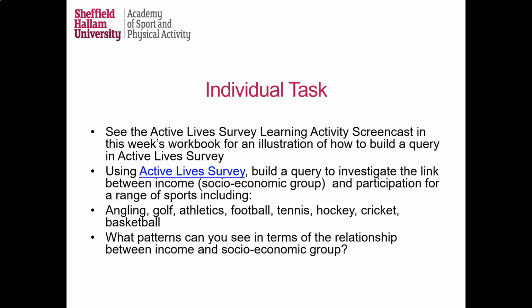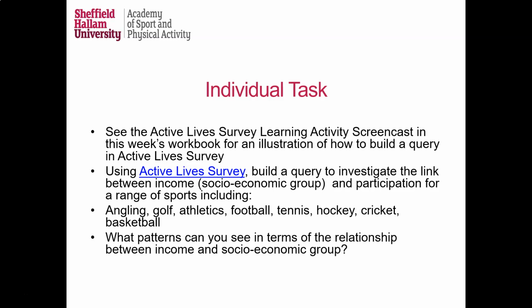socio-economic group. So remember, socio-economic group groups people into types of professions, and different types of professions will have different income levels. So the higher socio-economic groups, A and B, will tend to have higher incomes than lower socio-economic groups, so C, D and E. Okay, so we're going to consider participation for a range of sports by socio-economic group, and you're going to build a query to do this.